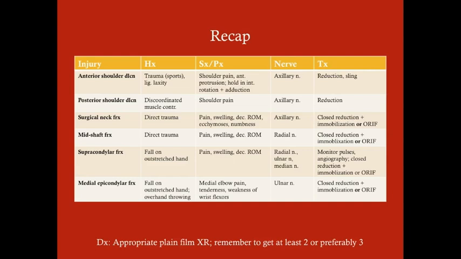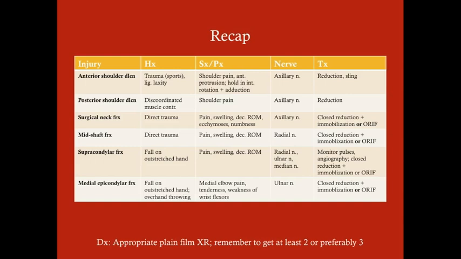With posterior shoulder dislocation, we tend to see this in patients with a history of discoordinated muscle contractions, especially seizures. Symptoms here will be shoulder pain. This is sometimes a difficult one to diagnose because if you just get an AP x-ray, a lot of times it looks normal. Nerve here, again, axillary nerve. Anytime you have damage to the shoulder or upper humerus, you should be thinking axillary nerve. Treatment here, again, is going to be reduction.